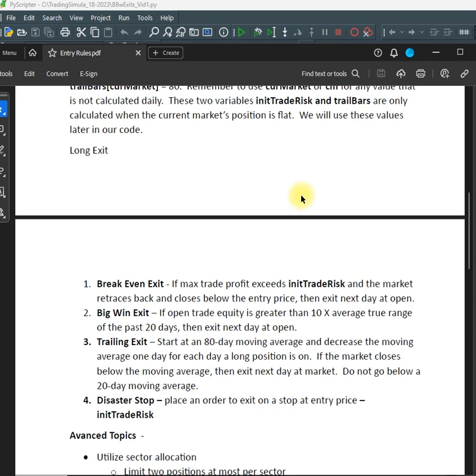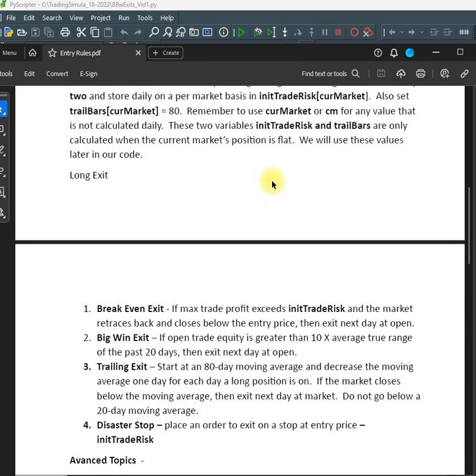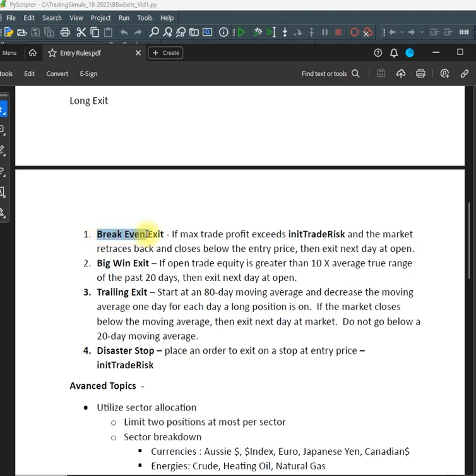In this one, this strategy is going to incorporate a market order and also a stop order. So let's get into the long exits. We're going to have a break-even exit. If the max trade profit exceeds the net trade risk, and we calculated that as the distance between the upper Bollinger Band or lower Bollinger Band and the moving average divided by 2.